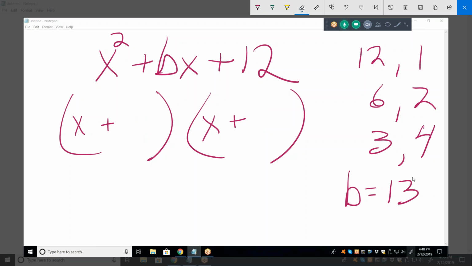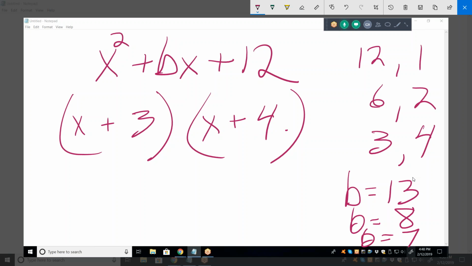Now let's do the next set of factors. We could do 6 and 2. What does that give you? 6x and 8x. So b is 8. And finally, if we try 3 and 4, what b does that give you? 7. Okay.